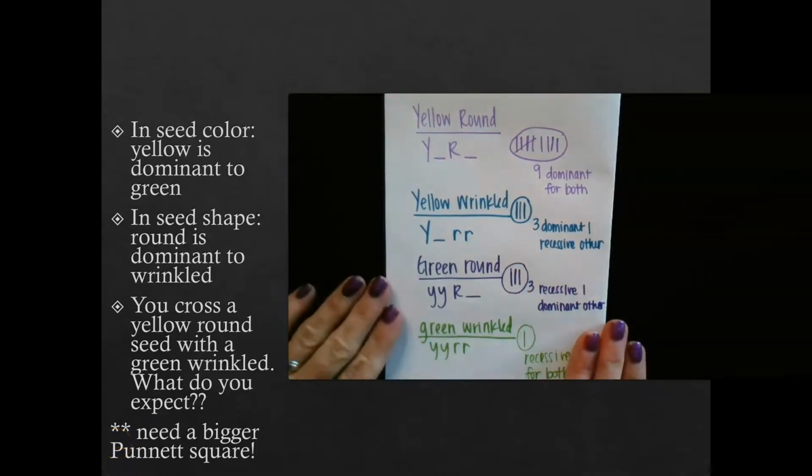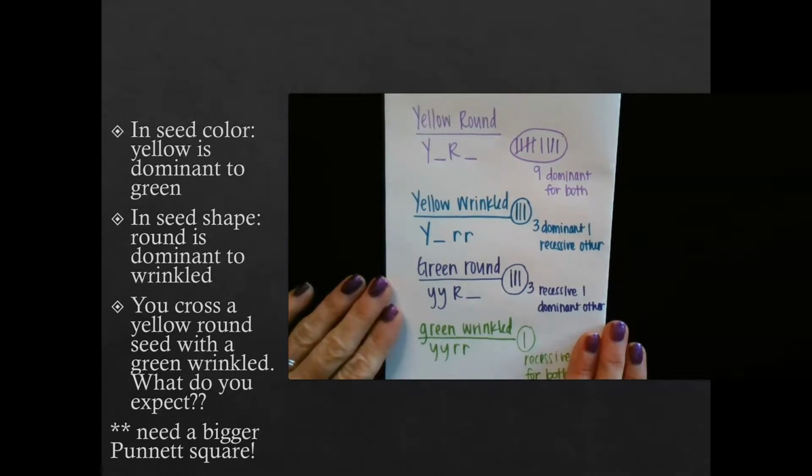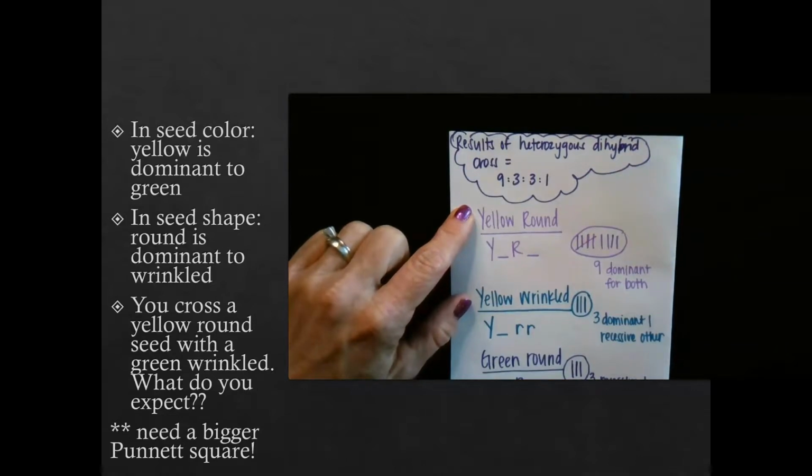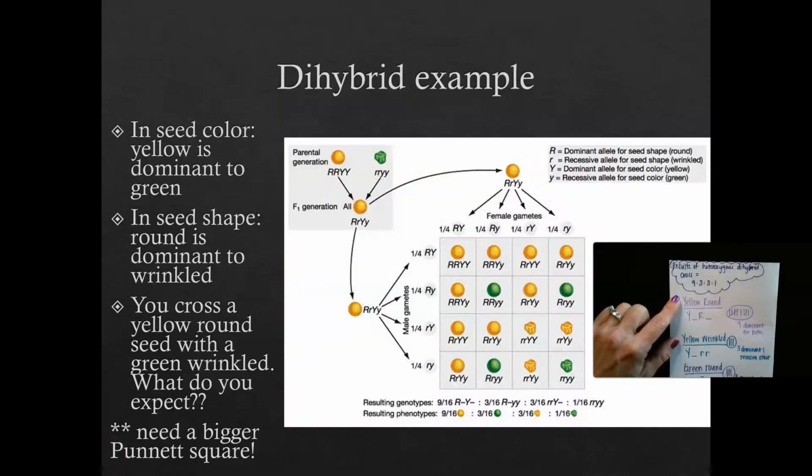This 9 to 3 to 3 to 1 is always the result of a heterozygote dihybrid cross. We won't do another huge Punnett square like this. I won't ask you for a Punnett square with this many squares in it. What I will ask you to do is to know that instead of doing this Punnett square, to memorize the ratio that the results of a heterozygote dihybrid cross are 9 to 3 to 3 to 1.